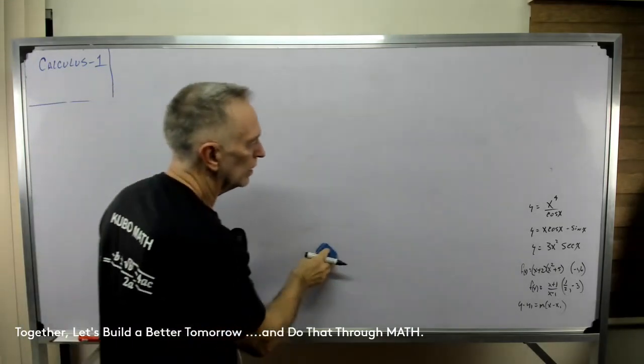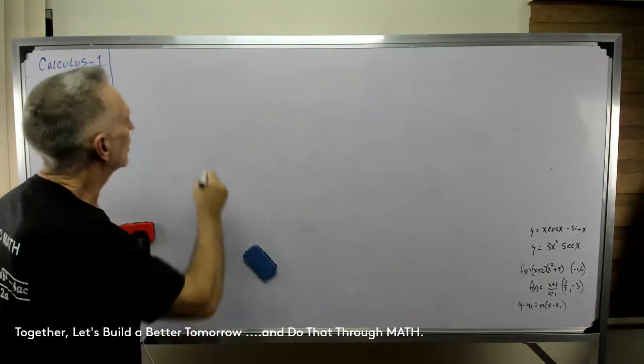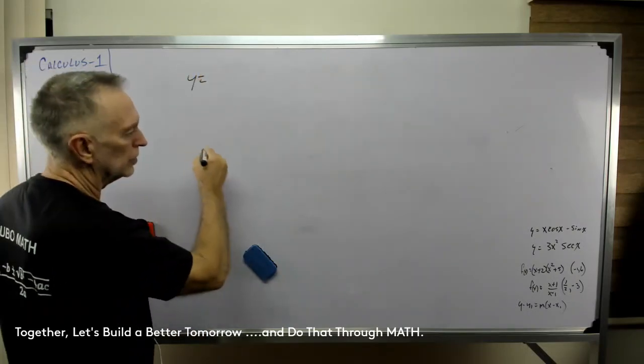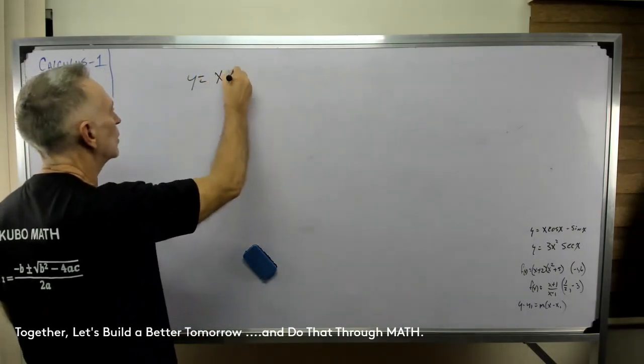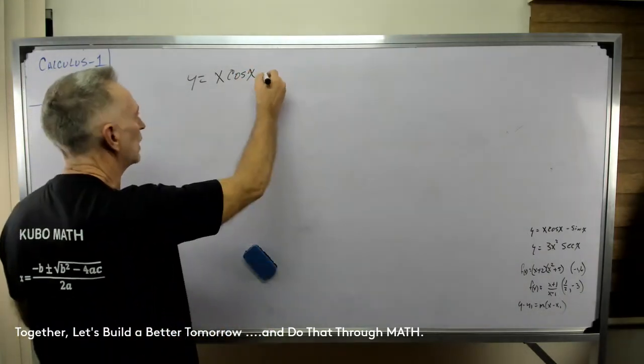All right, let's do another trig function here. All right, so y equals x cosine x minus sine x.